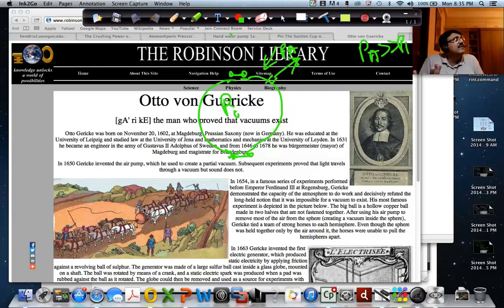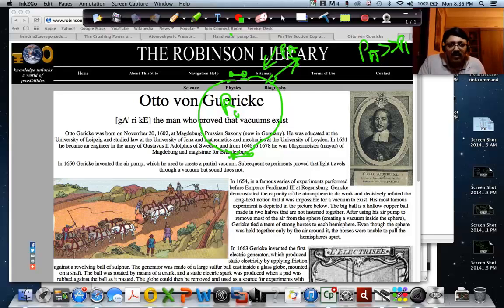What is this? 10 horses on both sides, not able to pull it apart. Why? What is the atmospheric pressure doing here? He used a pump which he designed to pump out all the air out of this. Now there is no air inside, so there's no pressure. He invented an air pump.